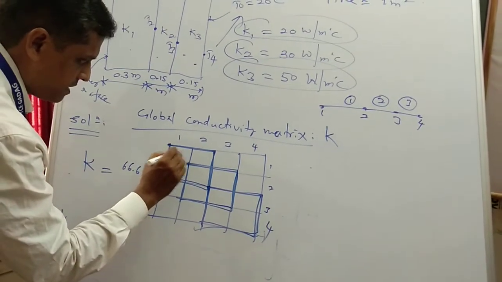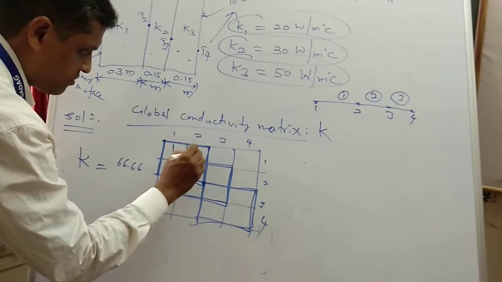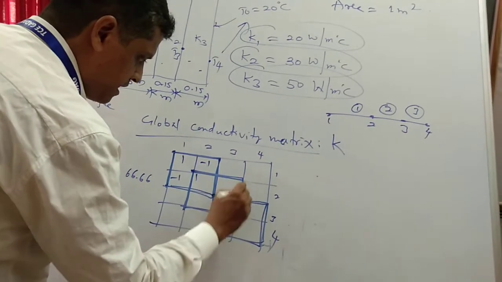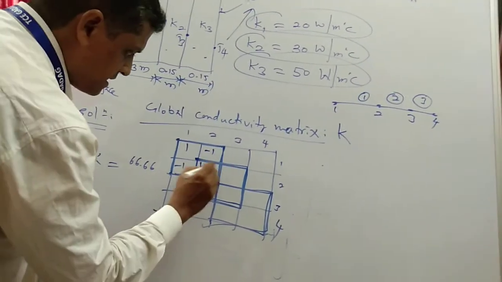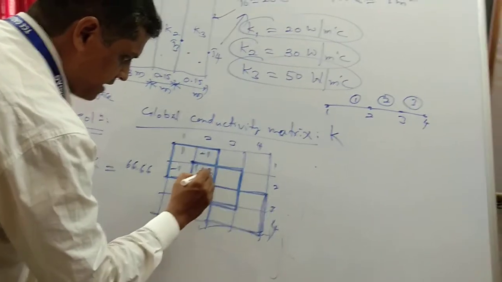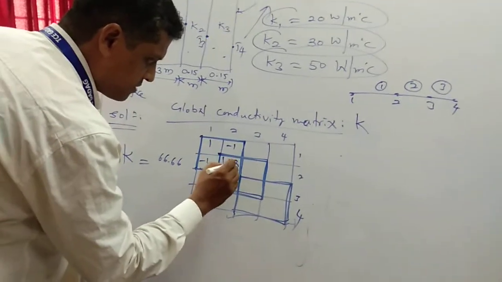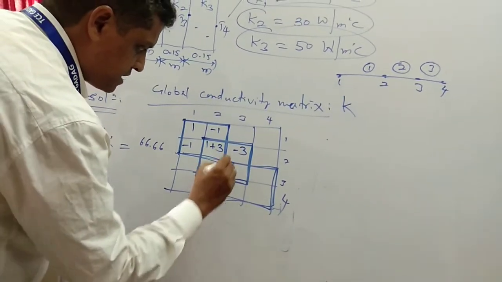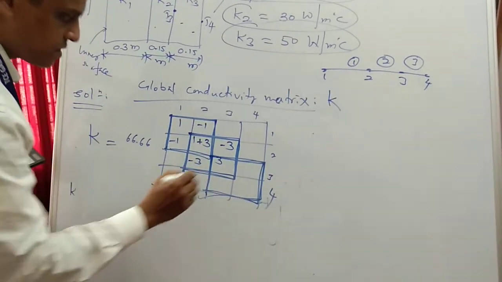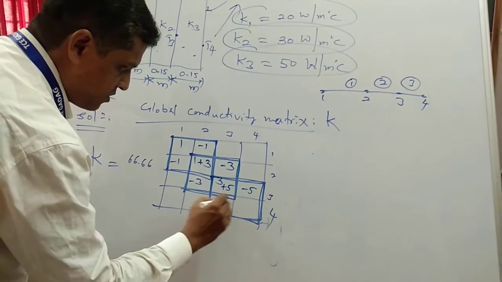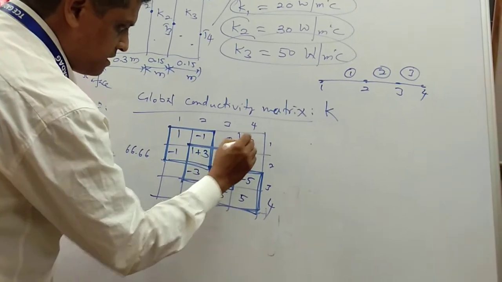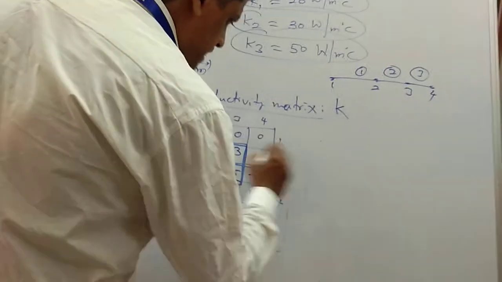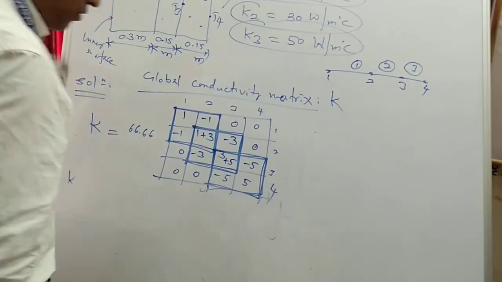Now here I will write the conductivity matrix for element 1, we got 1, minus 1, minus 1, 1. Next, the conductivity matrix for element 2: you write this into this box, that is plus, I will write 3 because it has to be added. We got the common term here, 3, minus 3, minus 3, 3. Next, transfer the coefficients of element 3 into this box 3 4, 3 4, that is 5, minus 5, minus 5, 5, and the remaining blank cells you just write as 0. We got the global conductivity matrix, of the order 4 cross 4.